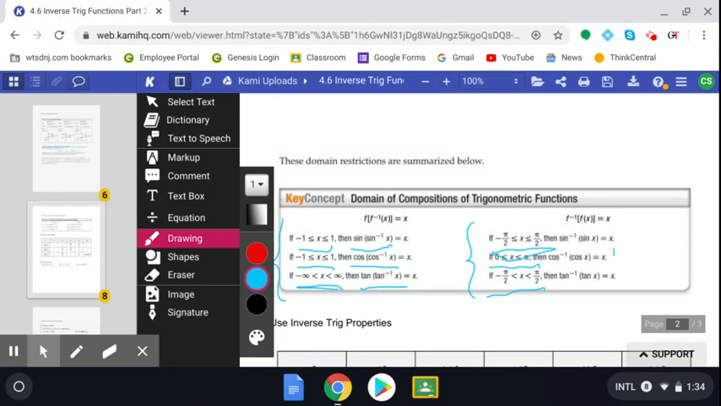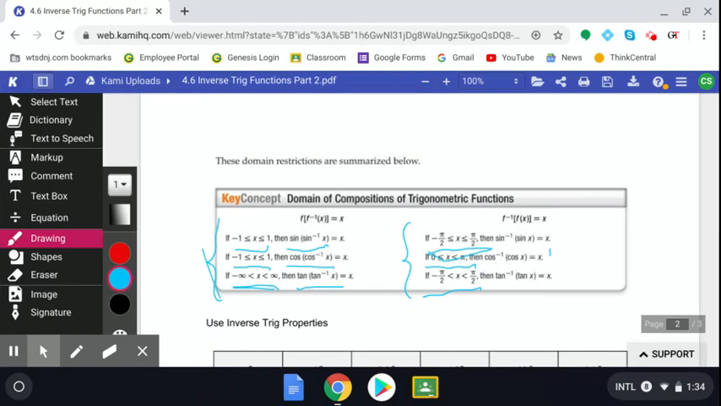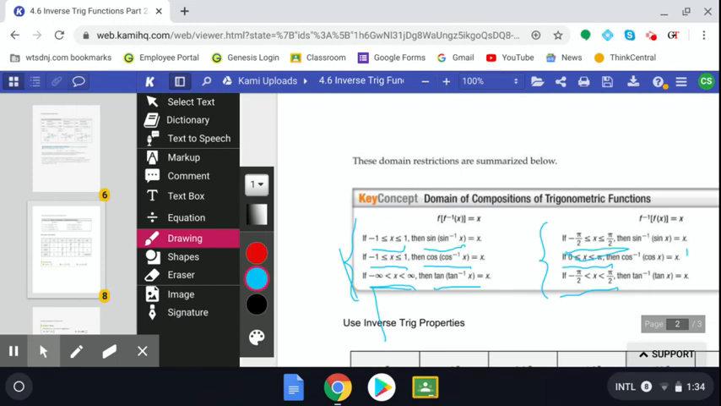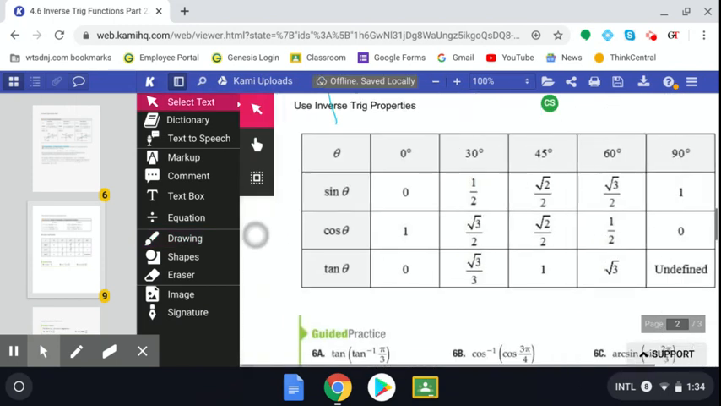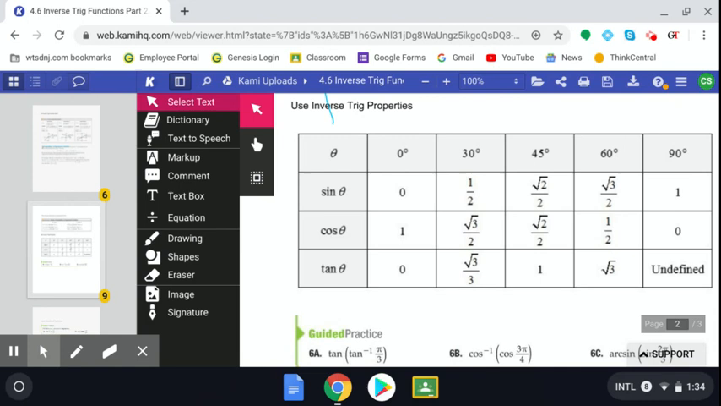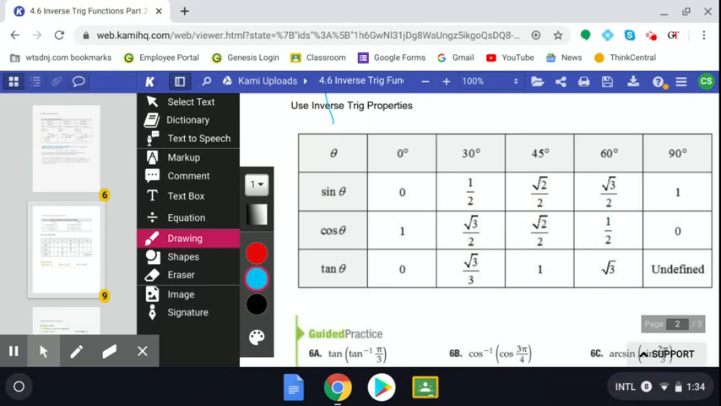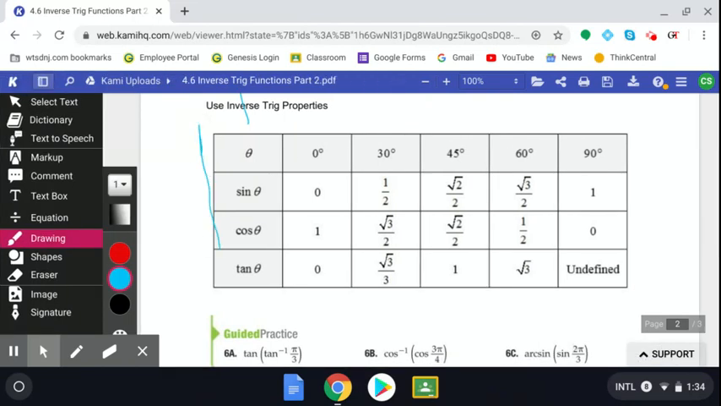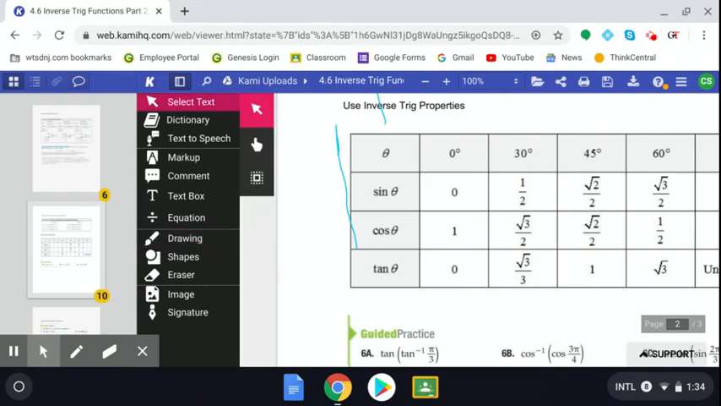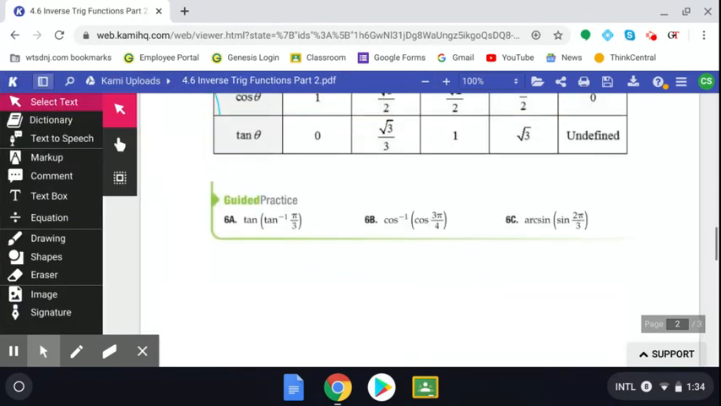Okay? So back to what I told you before you needed to memorize, which is this chart over here. We're now going to look at tangent of inverse tangent of pi over 3.